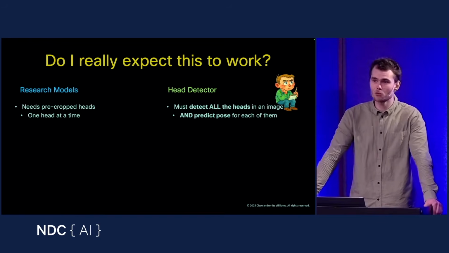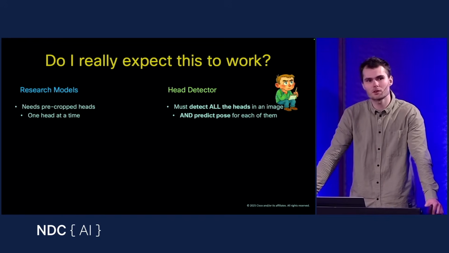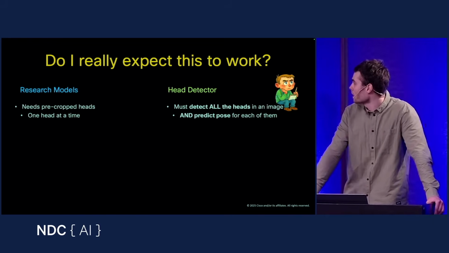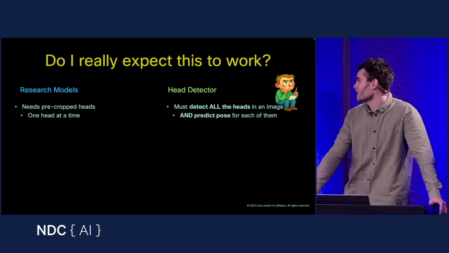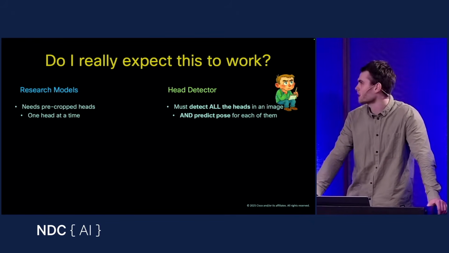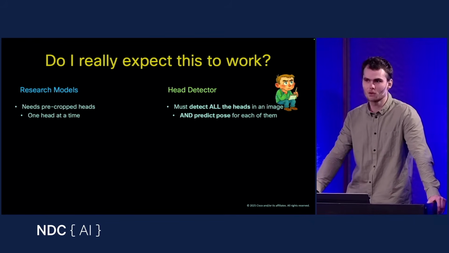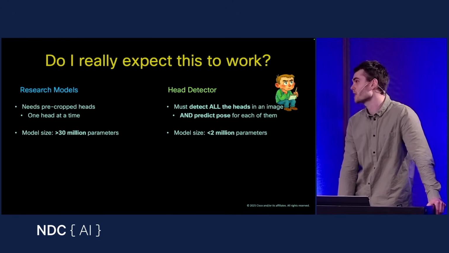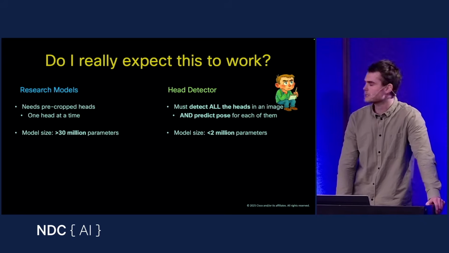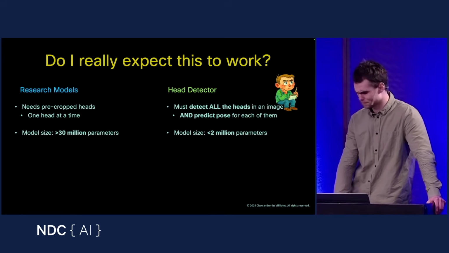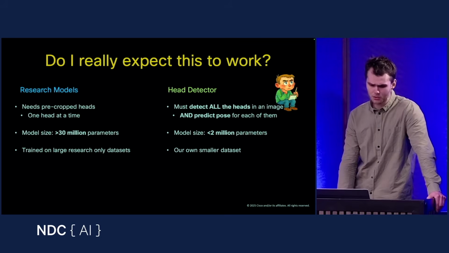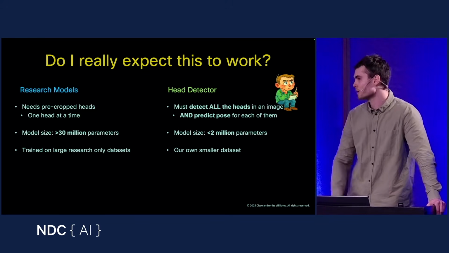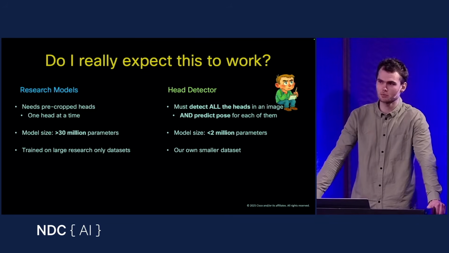So if you have a meeting room like this, our whole device would just crash while trying to go through 50 different detections. On the other hand, we have our model, which has to detect all the heads in the image all at the same time and predict pose for each of them while it's at it. The research models we found were upwards of 30 million parameters in size, whereas we're dealing with less than 2. They're also trained on large research-only datasets, and we have our own, although very in domain and useful to us, smaller dataset.